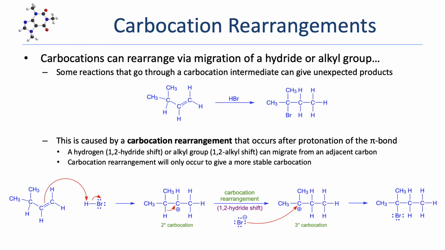migration of an alkyl group from an adjacent carbon. And these migrations will only occur if it results in the formation of a more stable carbocation. With that in mind, we can predict that a carbocation rearrangement will occur whenever a secondary carbocation would form adjacent to either a tertiary or a quaternary carbon. An adjacent tertiary carbon will result in a 1,2 hydride shift to form a tertiary carbocation, and an adjacent quaternary carbon will result in a 1,2 alkyl shift, again forming a tertiary carbocation.